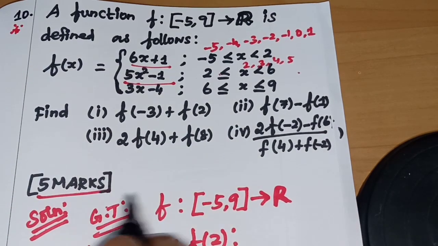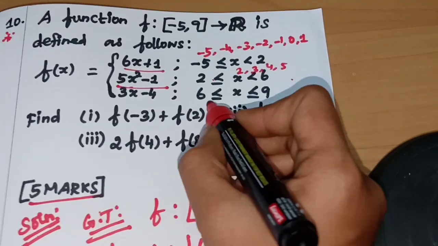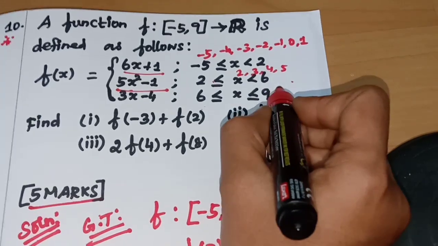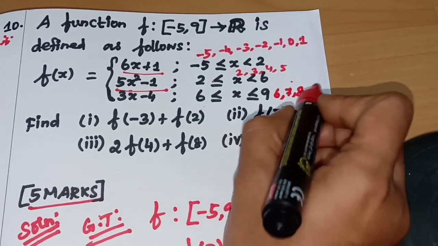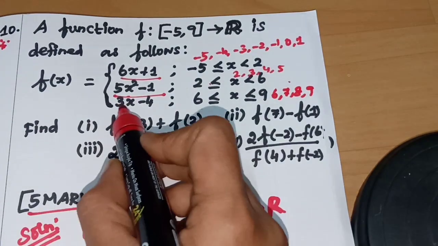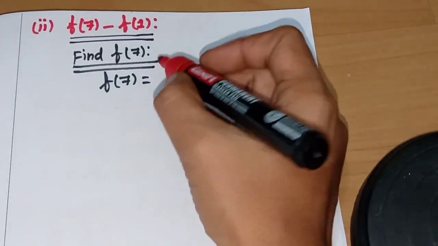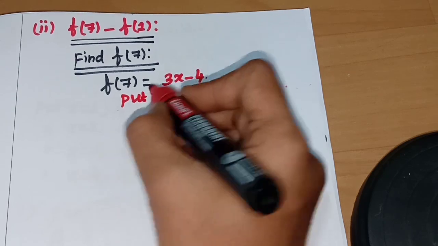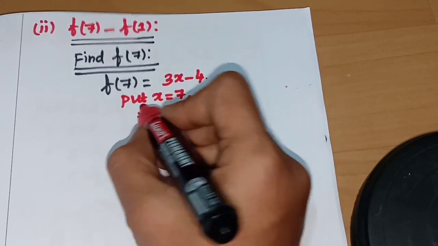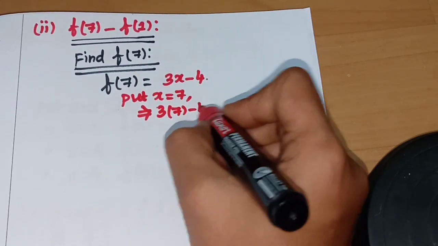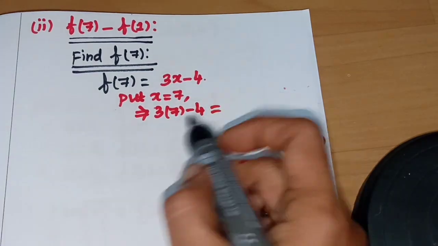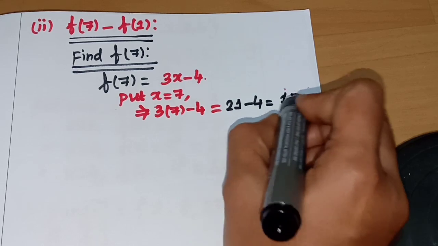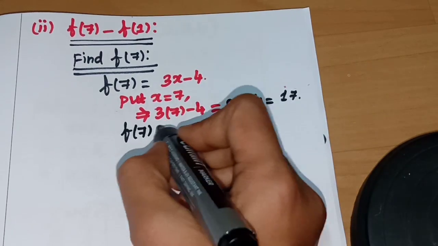see the question, f of 7, the third limit: 6 less than or equal to x less than or equal to 9. The limits 6, 7, 8, 9. Function f of x equal to 3x minus 4. Put x equal to 7 implies 3 into 7 minus 4 equal to 21 minus 4 equal to 17. F of 7 equal to 17.